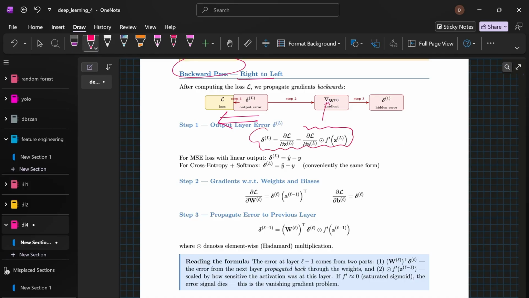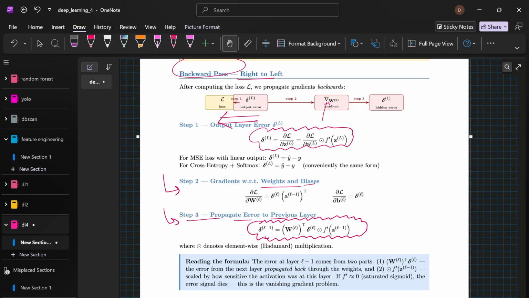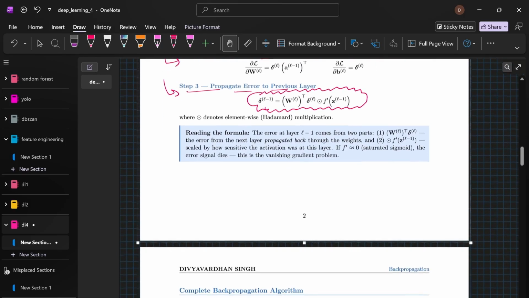Then at each layer going backward, we do two things. First, we calculate the gradient for the weights and bias of the layer. The formula is dW equals delta times A transpose of the previous layer, simply the outer product. Second, we pass the error back to the previous layer. The formula is delta of the previous layer equals W transpose times current delta, multiplied element-wise by the derivative of the activation function, and then keep doing this layer by layer all the way back to the beginning.